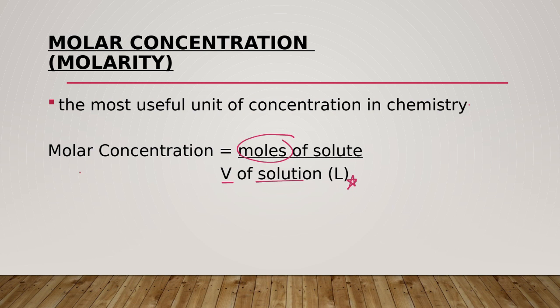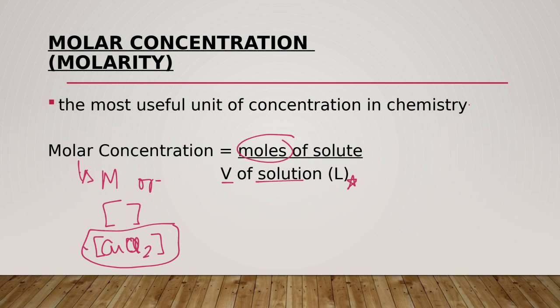Molar concentration has two symbols. The symbol for it is a capital M. So just a single capital M would represent molar concentration, or you can use square brackets around the formula of your substance. So for example, if I was solving for a molar concentration of copper 2 chloride, I would write the formula of copper 2 chloride, CuCl2, and I would put square brackets around it. The square brackets tell anybody who understands a bit about chemistry that we are talking about a molar concentration.